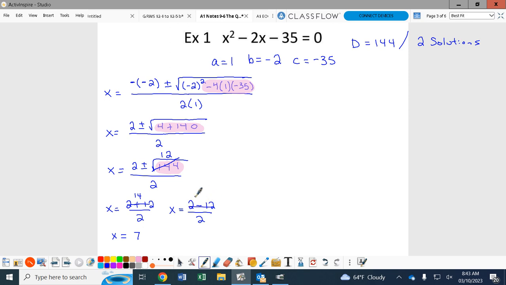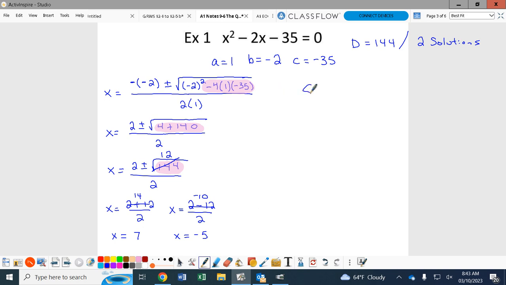What is it, guys? Sorry, I didn't hear. Negative 10. Negative 10. And negative 10 divided by 2 is going to be what? Negative 5. Okay? These are solutions to this quadratic equation. These are going to be our answers to this problem.